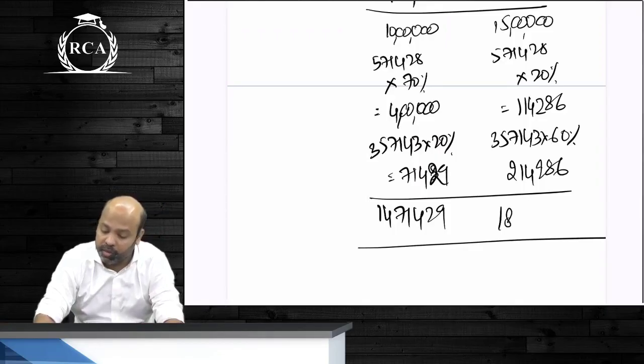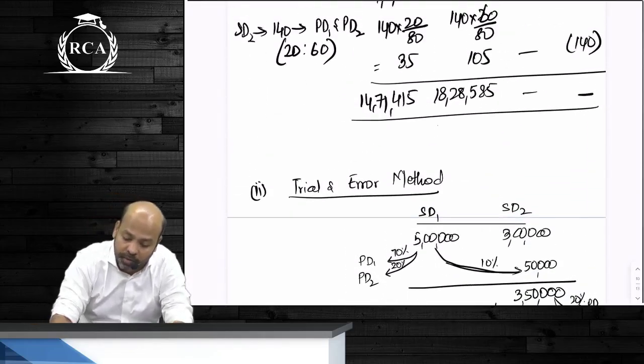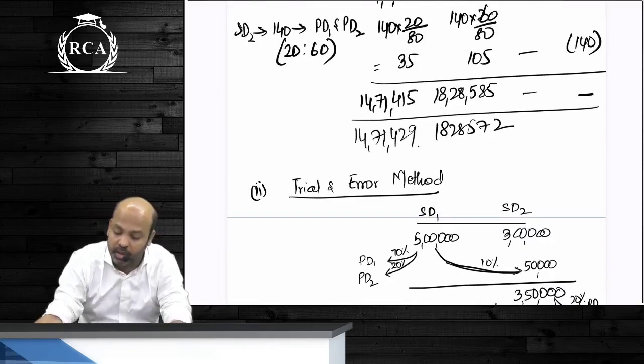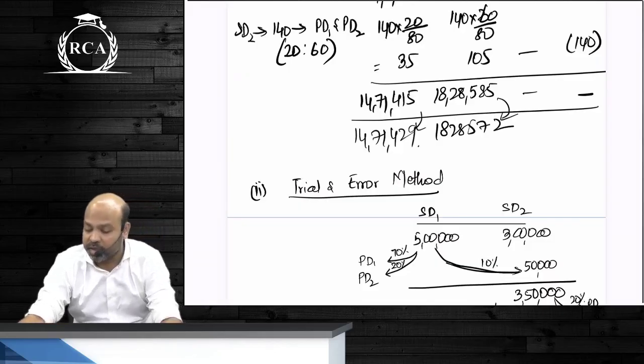18 lakhs. 570. We got 18,28,572 and 14,71,429. In one it increased by 14 rupees, in one it is some 13 rupees less. Are you getting it guys?